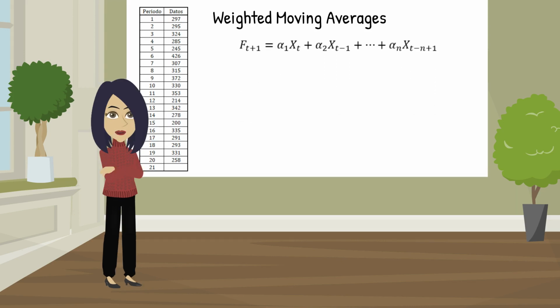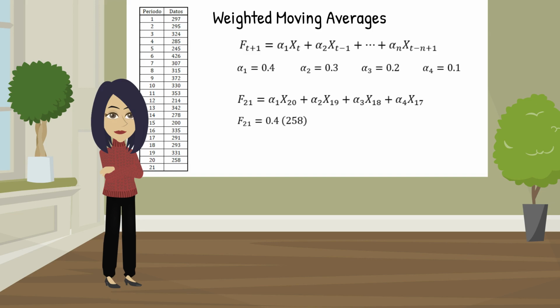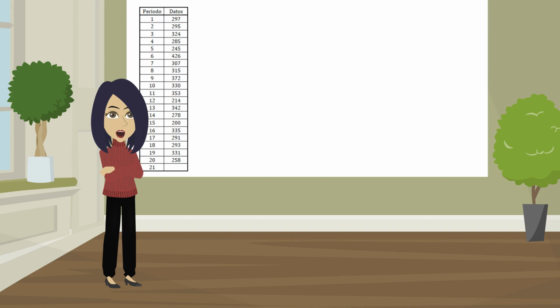Now I invite you to try to get the forecast for period 21, considering 4 data. Also consider the following values for each of the alphas. I hope you have reached an expression similar to this. If you think about it for a moment, you will notice that the great difference between the simple moving averages method and weighted moving averages is that in the simple method all the data have exactly the same weight in the forecast, whereas in the weighted method, the data can differ in the influence that they have.